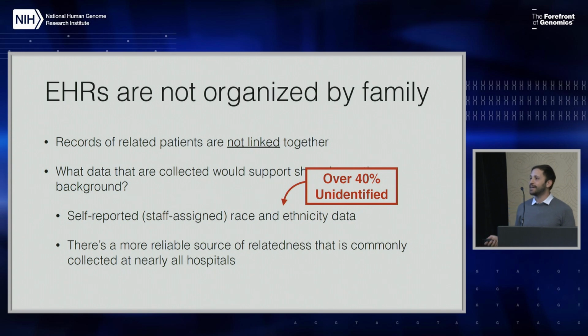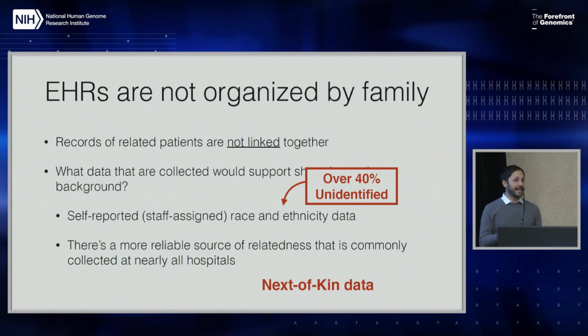But it turns out that there's an extremely reliable source of family relationship data, and it's collected by every hospital, every day, every time a patient's admitted, and that's the next of kin data. You go in, you sign a form, you say, who would you like to be contacted in case of emergency? You write down the name, address, phone number, and how you're related to them.